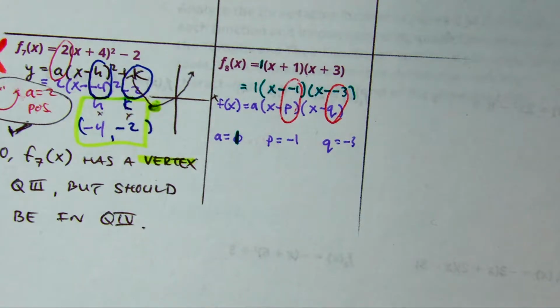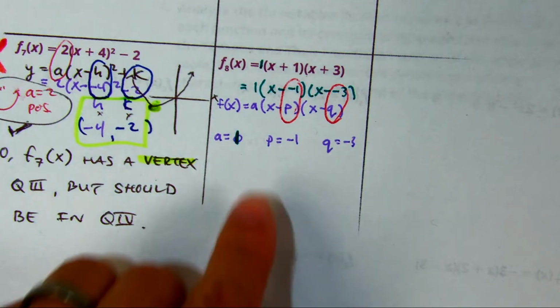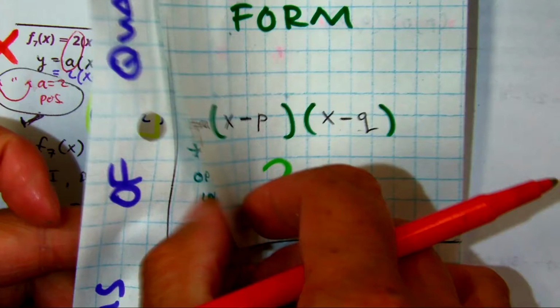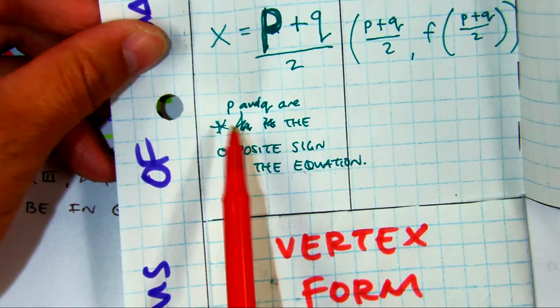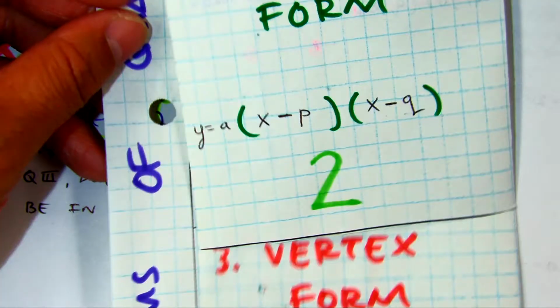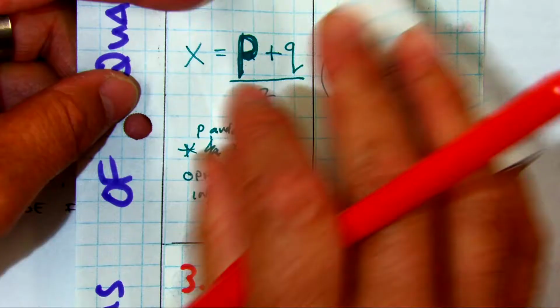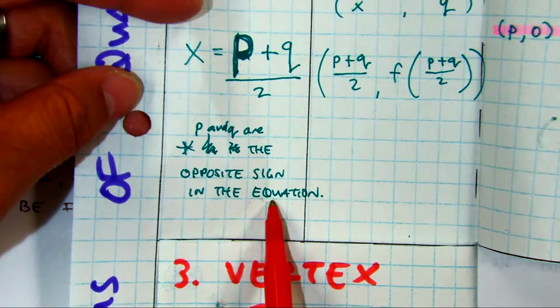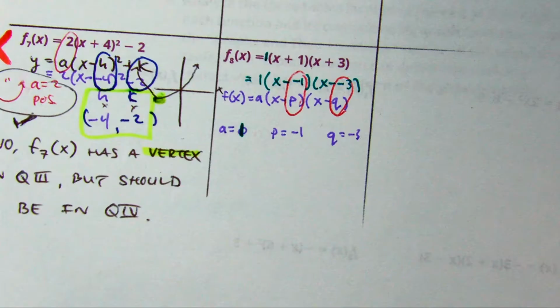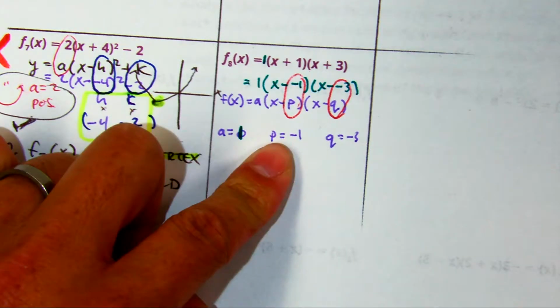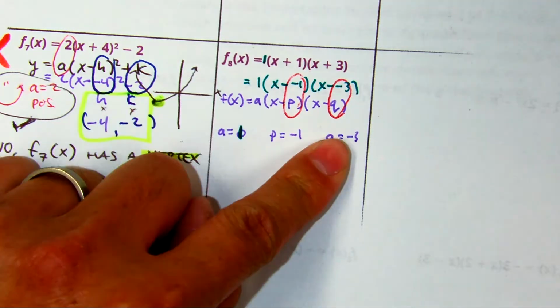Here is a second way of figuring out how P is -1 and Q is -3. Did you guys mess up like I did on here on the video? P and Q are the opposite sign in the equation. So this is a second way. Class, what's the opposite of +1? -1. What's the opposite of +3? -3. Let's draw a graph.